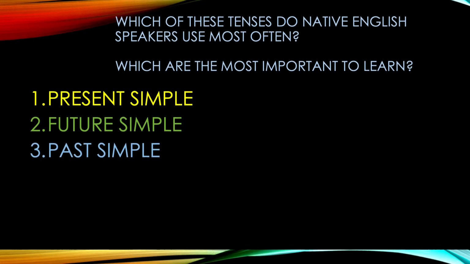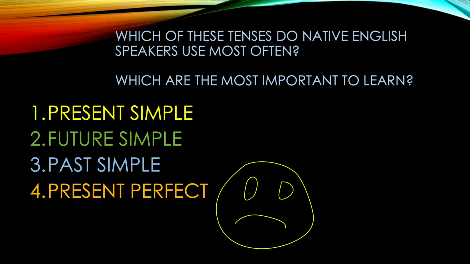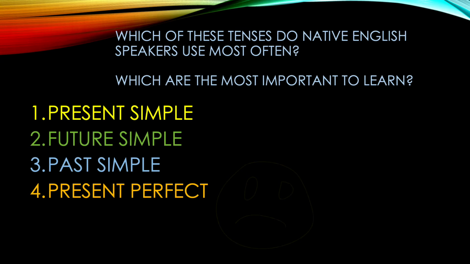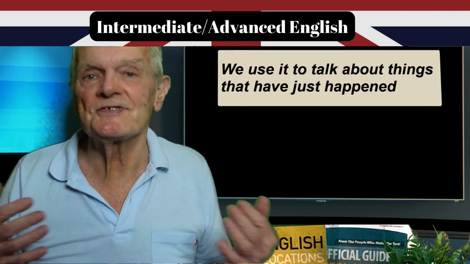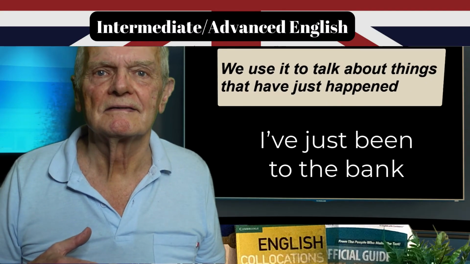And then we have the present perfect. Oh dear, groan. Sorry, I know it's probably the most hated tense. It can be difficult to get to grips with, but we native English speakers use it a lot. We use it to talk about things that have just happened. I've just been to the bank.